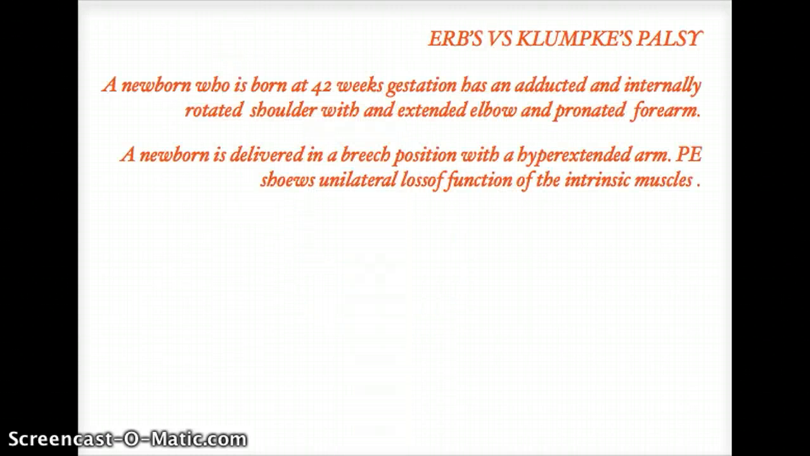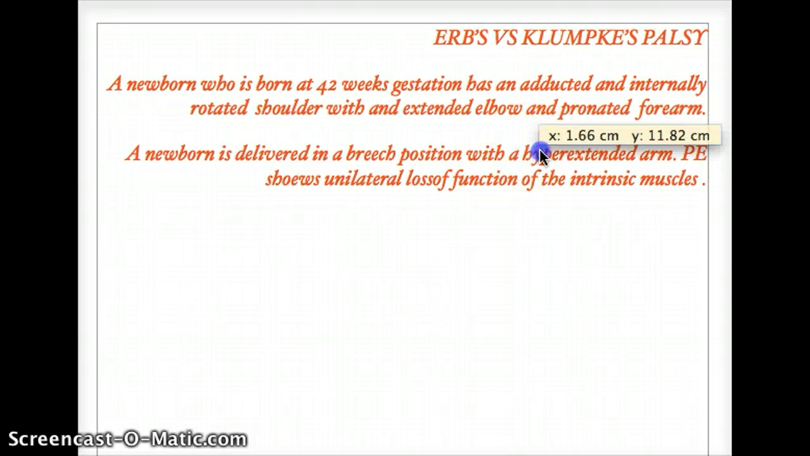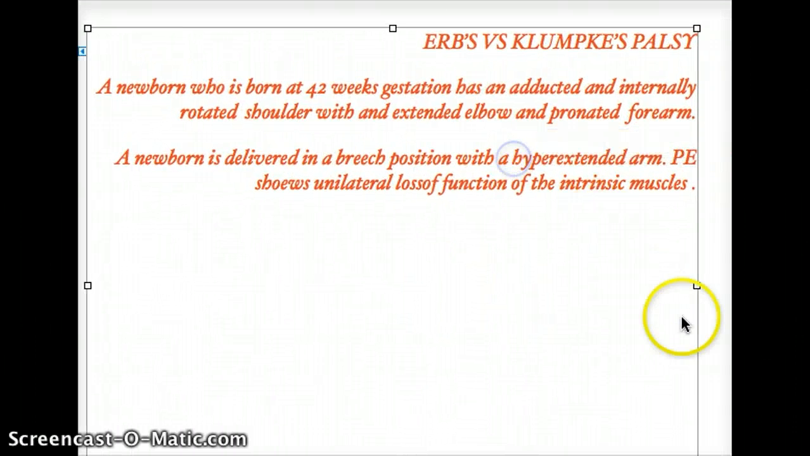So let's go back to the scenario again. So this is a newborn which is delivered in a breech position with a hyperextended arm. Physical exam shows unilateral loss of function of the intrinsic muscles. So what kind of palsy is this? In this case, since it's saying hyperextension of the arm, I can guarantee you that this is Klumpke's, because I know Klumpke's has to do with C8 to T1, and Klumpke's is usually affected when the arm is hyperextended. The key word in this case is hyperextension of the arm.